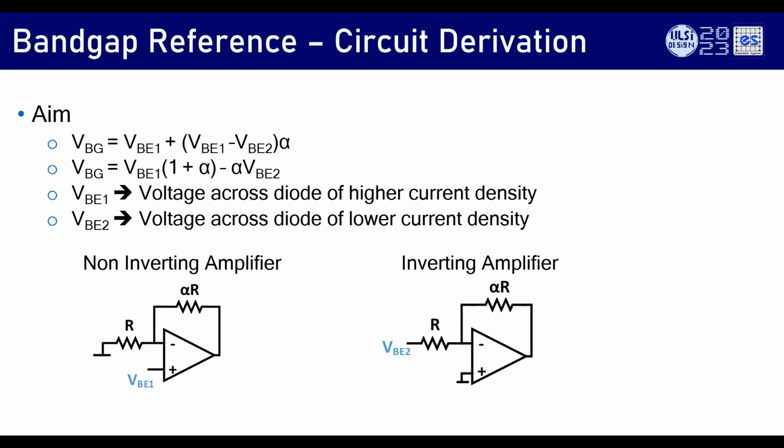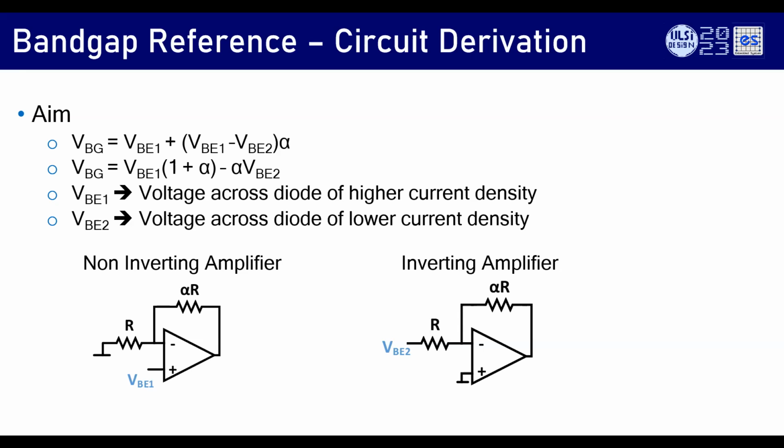Now the question is, with that, how to generate a bandgap reference. Your aim is to generate a CTAT, which is VBE1, and develop a PTAT, which is VBE1 minus VBE2, and multiply that with a scaling factor alpha. Somehow we have to generate that. Rewriting it, we get VBE1 times (1 plus alpha) minus alpha times VBE2. VBE1 is the voltage across a diode of higher current density, and VBE2 is the voltage across a diode of lower current density.